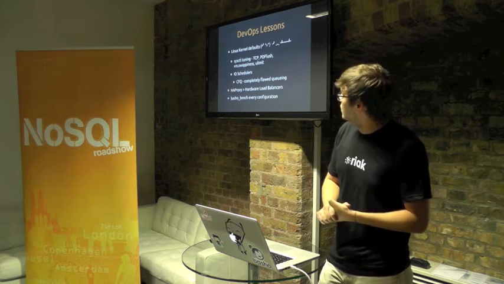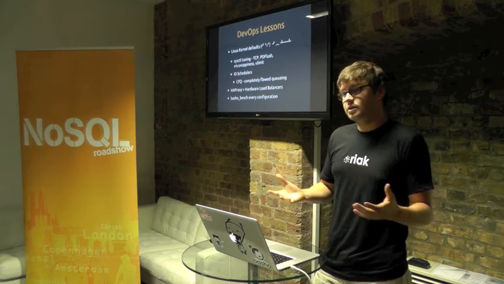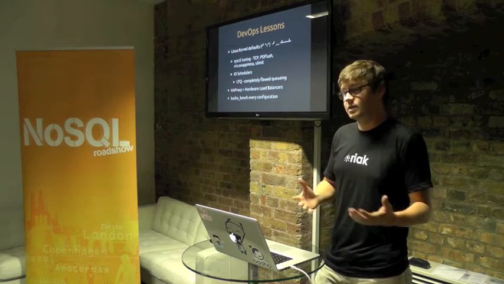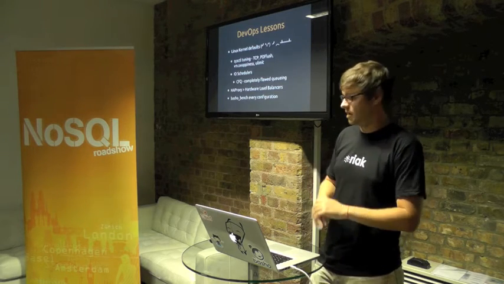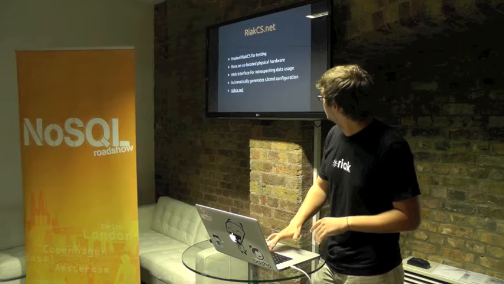And Basho Bench is our open source tool that we use to benchmark Riak. It can be used to benchmark any kind of key value store. It's written in Erlang, and you have a bunch of different options for all the backends.